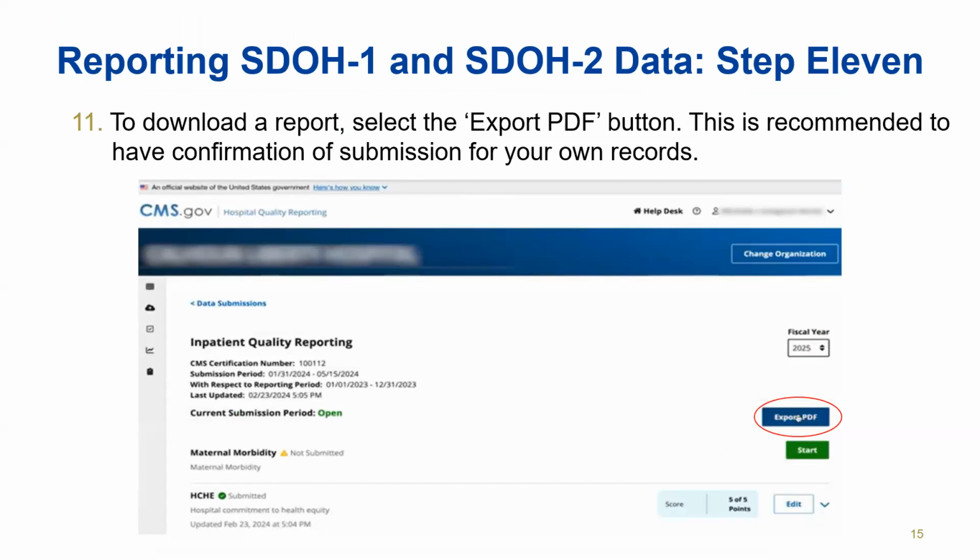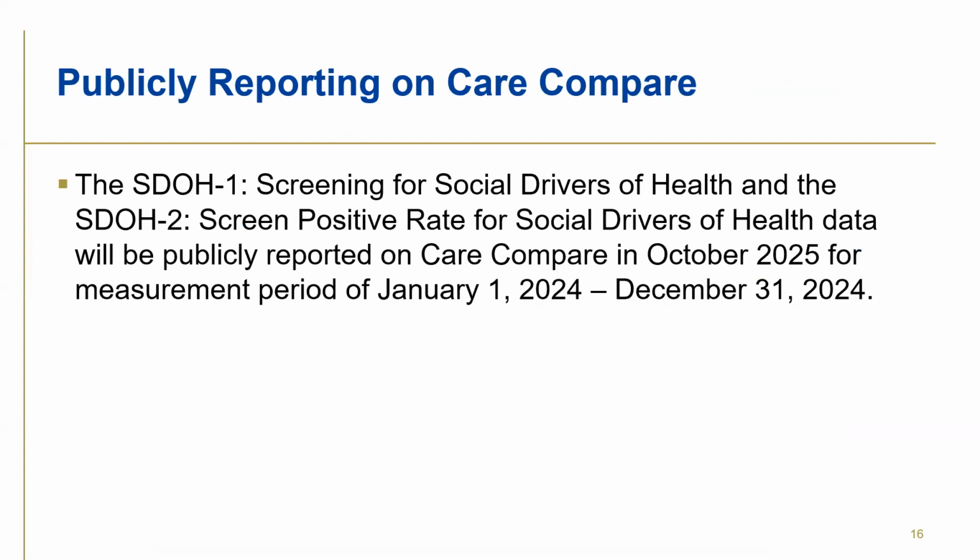And then it is recommended to have confirmation of your submission for your records. So on the screen, you can select Export PDF and it will give you a report. And this measure is going to be publicly reported on Care Compare starting October 2025. It'll reflect the measurement period of January 1st through December 31st, 2024.